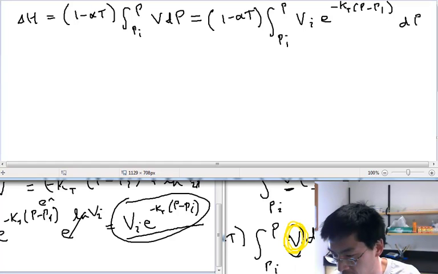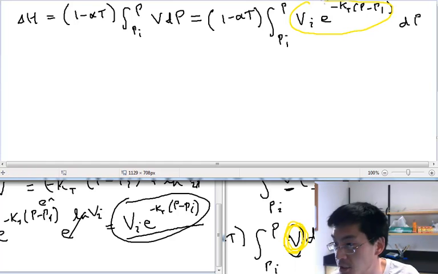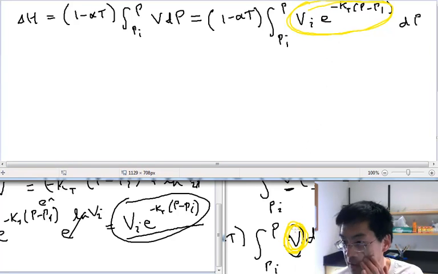Where did dP come from? At the bottom right of your screen, notice I was substituting in for V, and there was a dP at the end. All right, so let me circle in yellow what I just substituted in. I just substituted in this. Notice how what I circled in yellow matches what I circled in yellow at the bottom of your screen previously.